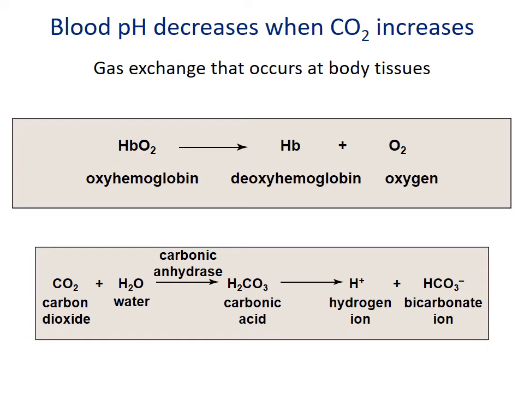So the blood pH is going to decrease as the carbon dioxide increases. So we just looked at that here. Carbon dioxide is going to combine with water to form carbonic acid, dissociating into hydrogen ions and bicarbonate ions. So whenever we have more carbon dioxide, we're going to have more hydrogen ions and a lower pH.